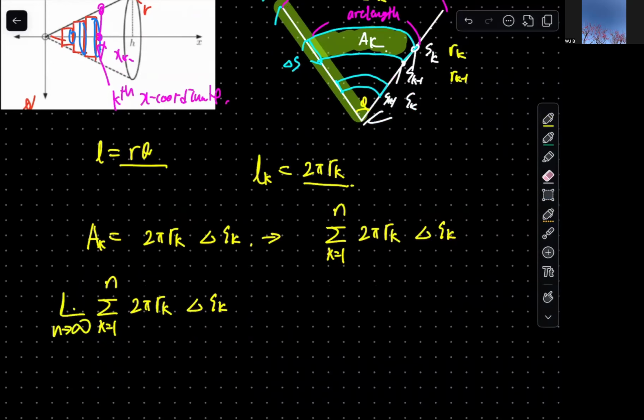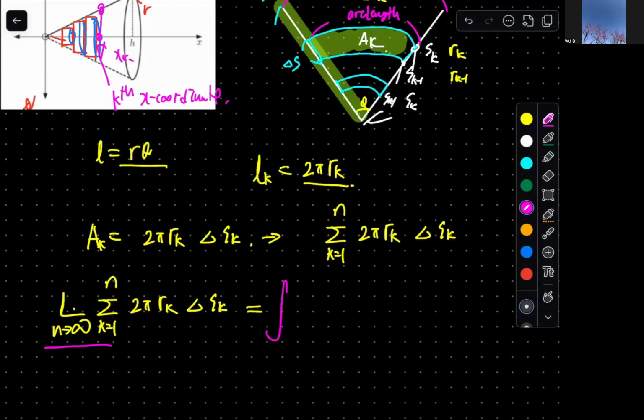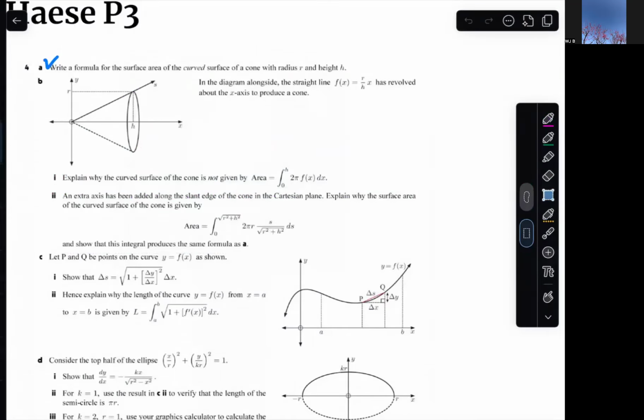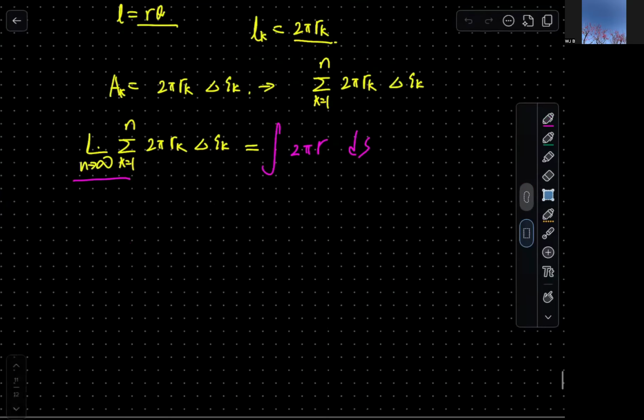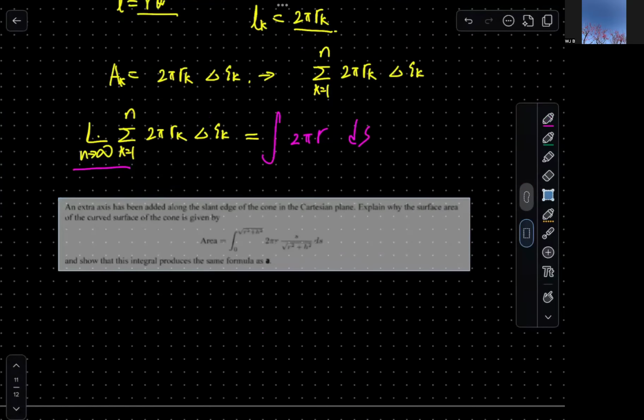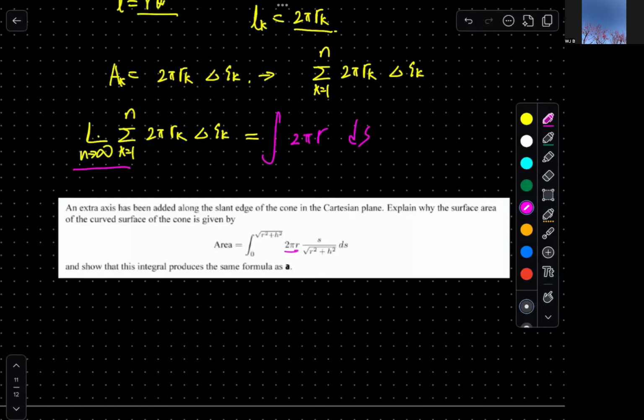This is a radius rk. So now what I'm going to do is introduce the integral symbol. And then we have 2 pi r, and then we have ds. Is that the expression we want? No, that's not the expression we want. Where am I missing? I've got 2 pi r, very good. But where have I missed this?